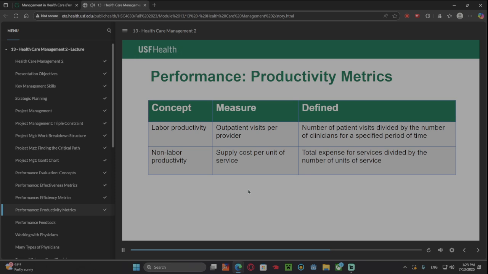Non-labor productivity might include supply cost per unit of services, the total expense for services divided by the number of units of that service, looking at the expenses related to every service provided.